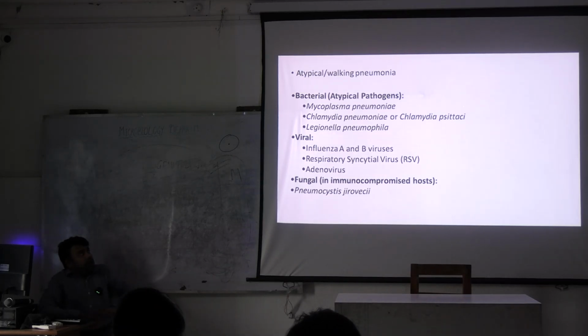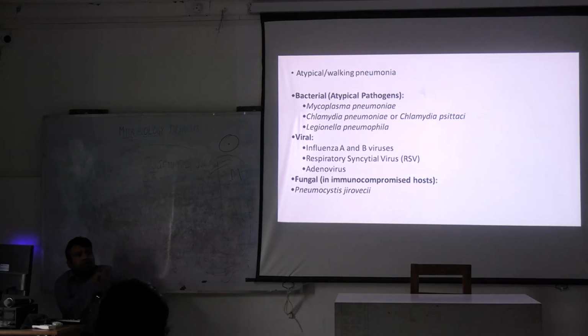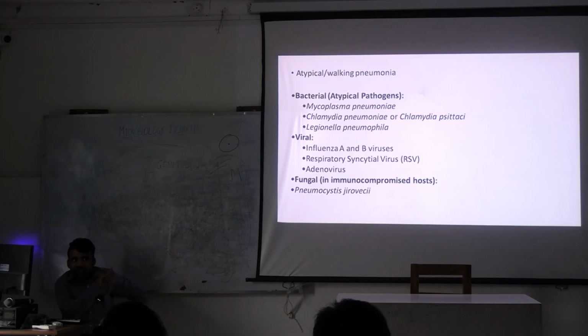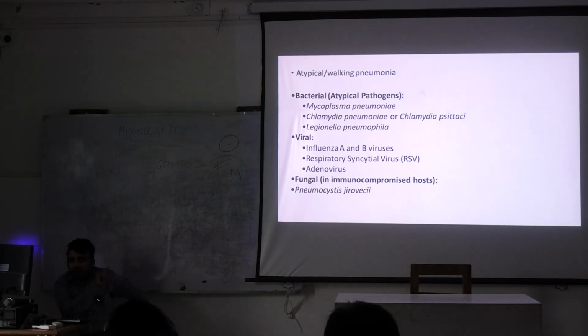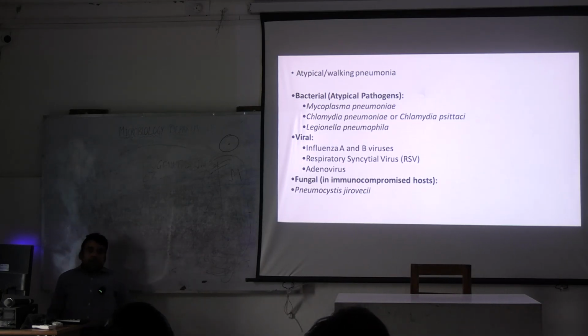The point I want to highlight is, if you look at all these organisms, they are cell wall deficient. So if you go and prescribe beta-lactam antibiotics, they will be ineffective, because beta-lactam antibiotics exert their effect working on the cell wall. But these organisms lack, although they are bacteria, they lack cell wall. Hence, if you prescribe beta-lactam antibiotic, the treatment will be ineffective. So what is normally given are macrolide group of antibiotics.